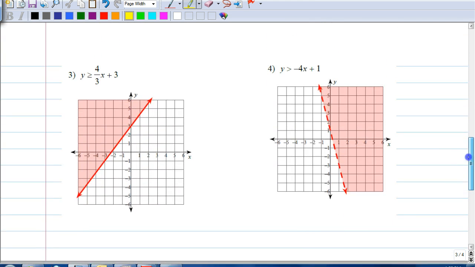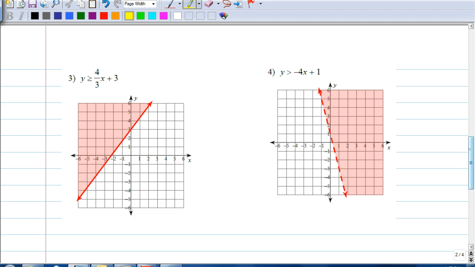Okay, so let's check. You should have gotten these as your answer. So just to talk about this again, here your y-intercept is a positive 3, so we start there. Your slope is 4/3. Now when you try this, if you go up 4, 1, 2, 3, 4, over 3, you know you're going to be somewhere over here.